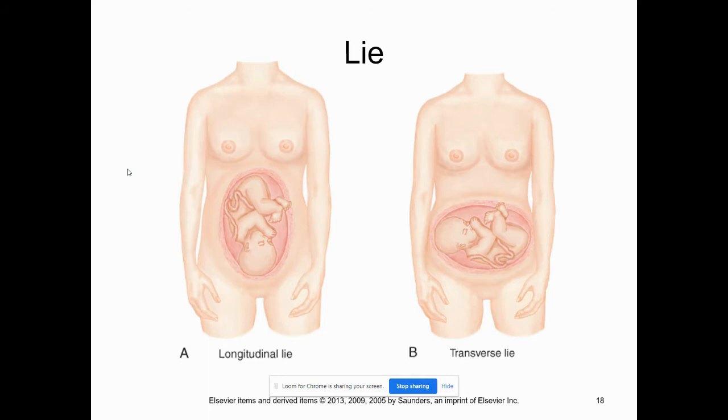Sometimes, though, you might have a transverse lie. This happens in 1% or a little bit less, somewhere in there. Sometimes you might have what's called an oblique lie. Oblique is diagonal, so it's in between longitudinal and transverse.